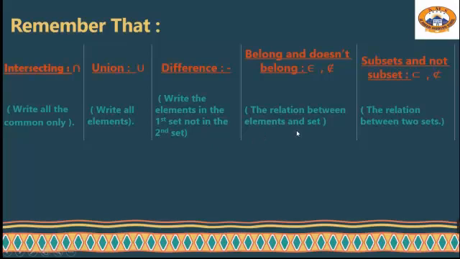So the first term will be an element, the second one will be a set. When I want to find the relation between an element and a set, I will write belong or doesn't belong. What about subset and not subset? We will write it like this, the letter C. It's the relation between two sets. So the two terms will be sets, okay?